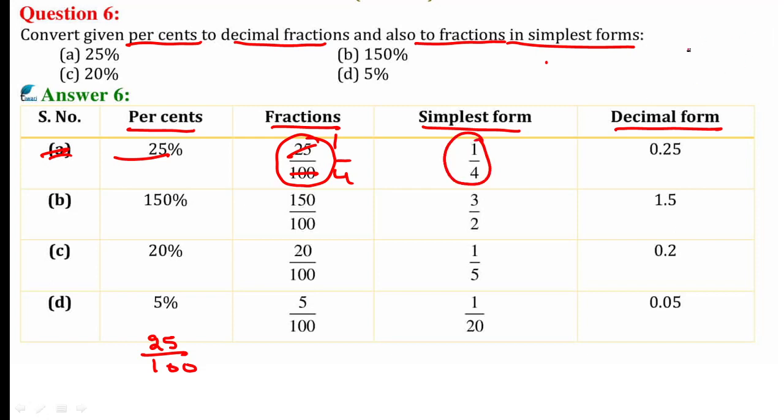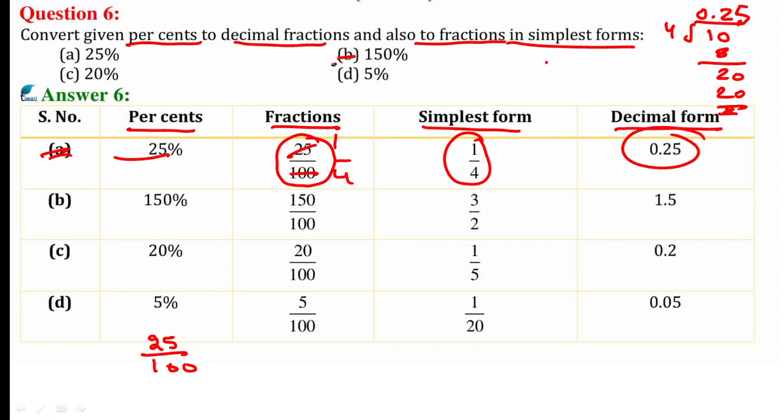Next is your decimal form. Decimal form is to divide this 1 by 4. It will not divide, so we put 0 point and 1 becomes 10. So 4 twos are 8, 2 left, then 20, 4 fives are 20. On dividing you will obtain 0.25 as the decimal form.